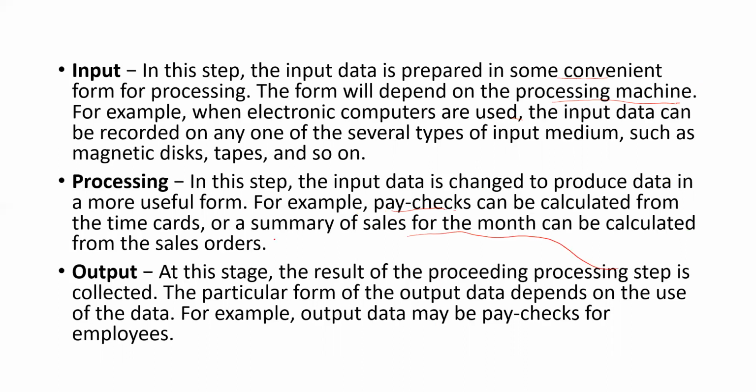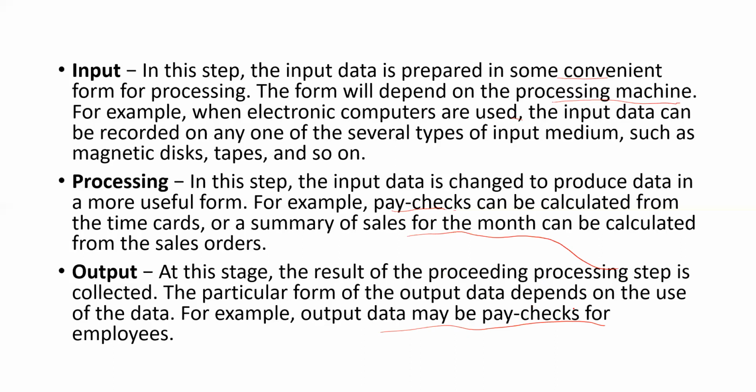Now take the result sheet. The individual marks are the input. Then we calculate the total, percentage and average, and that is the processing. And the final results, the grade, the average and the percentage, are the output. So that is the last stage. The result of the processing step is collected, and the form of output data depends on the use of the data. So output data may be paychecks for the employee.